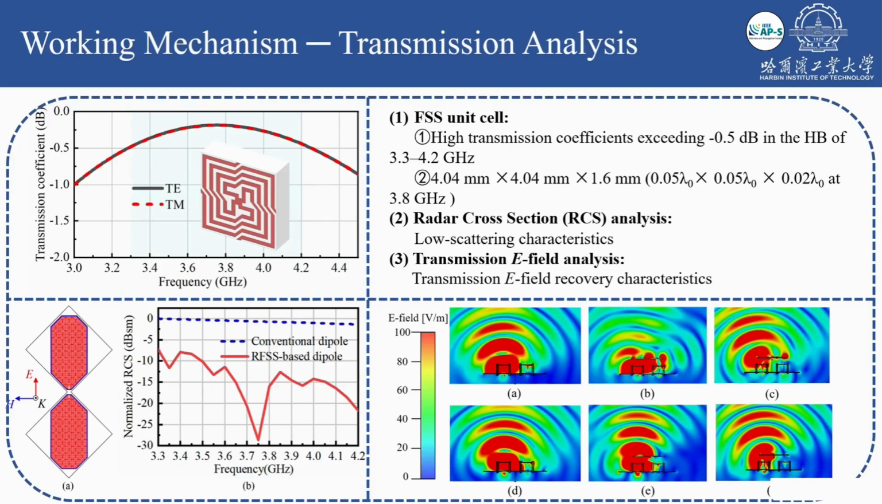Additionally, the distribution of radiated E-field under 3 scenarios at 3.5 GHz is compared: 1. Isolated high-band array, 2. High-band array under conventional low-band radiator, and 3. High-band array under RFSS-based low-band radiator. The results indicate that the RFSS-based low-band antenna has a significant recovery effect on high-band radiation.